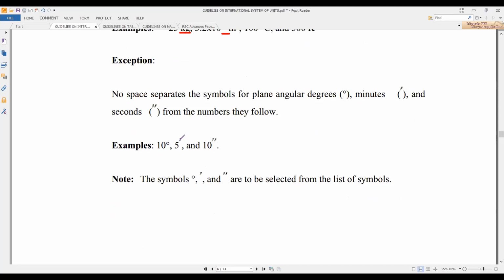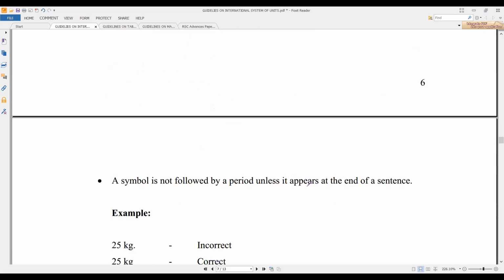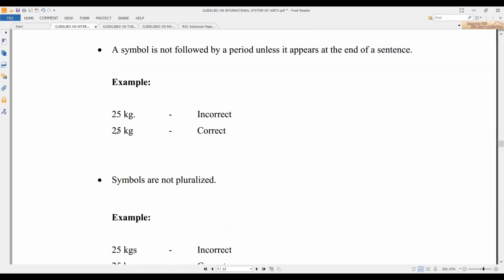Even with the minute and with seconds. Right? We represent minute like 5 minute and seconds like this. So thus the symbols degree, minute, seconds are to be selected from the list of the symbols. So correct representation 25 kg. Don't use periods after the units. Right? It is again a wrong representation. Each and every piece of information is important, right?